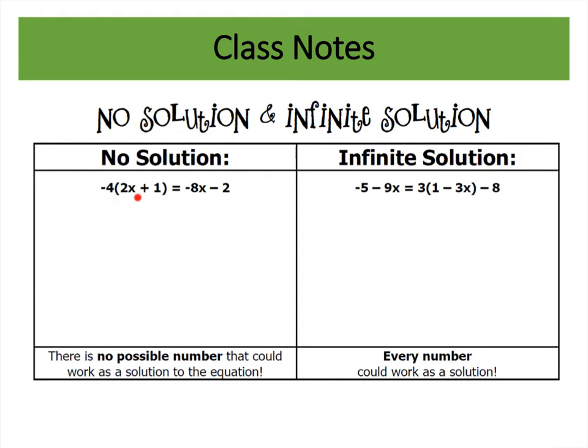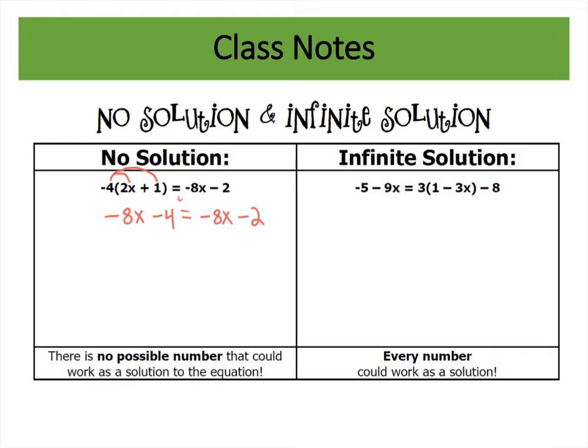When we do this particular problem, the first thing we need to do is notice that I have a number multiplied by a parentheses. I need to distribute that to both terms. So negative 4 times 2x is negative 8x, and negative 4 times positive 1 is going to be negative 4. Then we're going to copy down everything else. So the equal sign comes down, the negative 8x comes down, and so does the negative 2. I'll give you just a moment. Please pause the video to write this down.